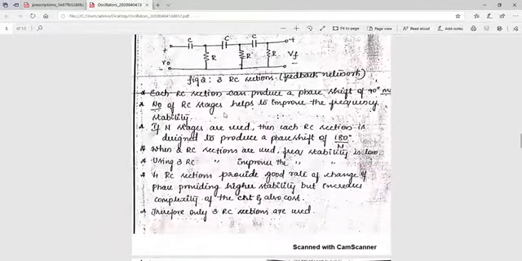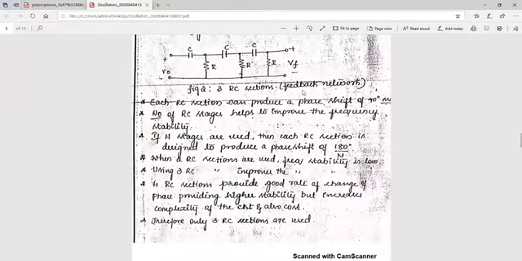Now we can clearly see that each RC section can produce a phase shift of 90 degrees maximum, and the number of RC stages helps improve the frequency stability. That is, the frequency of the oscillations will remain stable depending on the number of RC stages. If n stages are used, then each RC section is designed to produce a phase shift of 180 degrees divided by n. So, for example, in this particular case, we have used 3 RC sections, so 180 divided by 3.